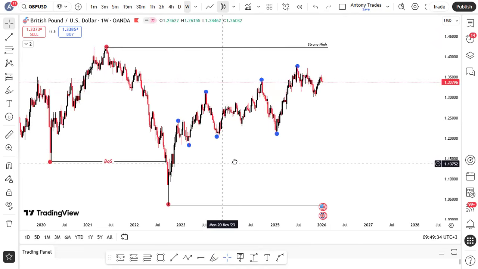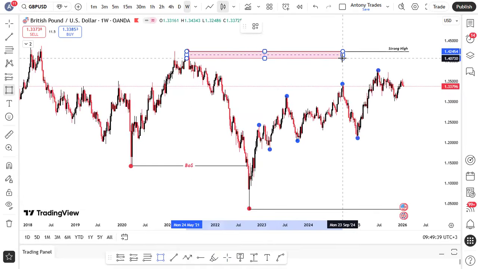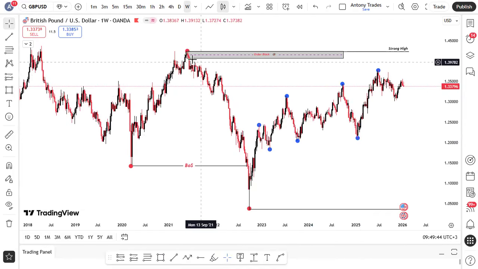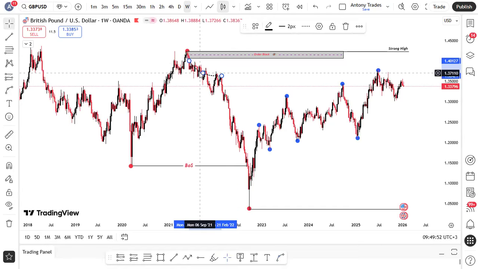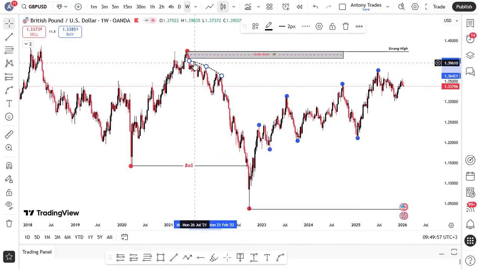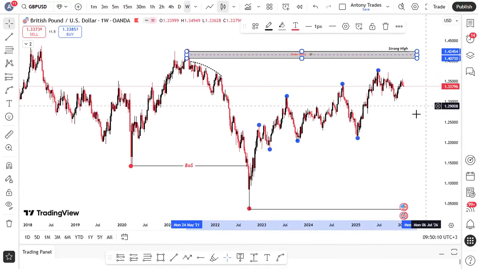If we look at this swing structure, we can see that we have this extreme pure high order block at that point. If we look closely, you can see we have a lot of liquidity. These highs were left here as liquidity, so we are expecting the market to take out all this internal liquidity before coming to this pure high. Then from here we can expect the market to reverse from this point.